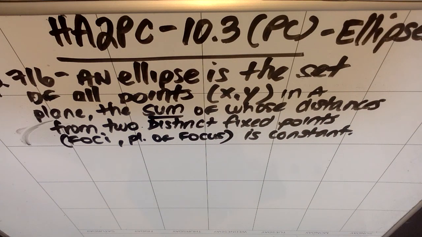This is Honors Algebra 2 Pre-Calculus. We're doing section 10.3 in Pre-Calc, which is ellipses.